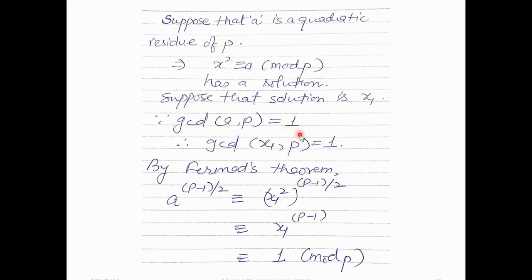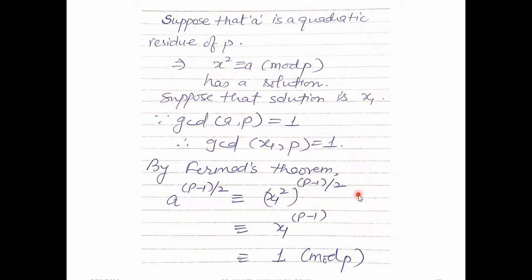That means x1 squared is congruent to a modulo p. Now, since a and p are relatively prime, then x1 and p will also be relatively prime, because x1 squared is congruent to a. Now by Fermat's theorem, a to the power (p minus 1)/2 is congruent to x1 squared, because a is congruent to x1 squared.